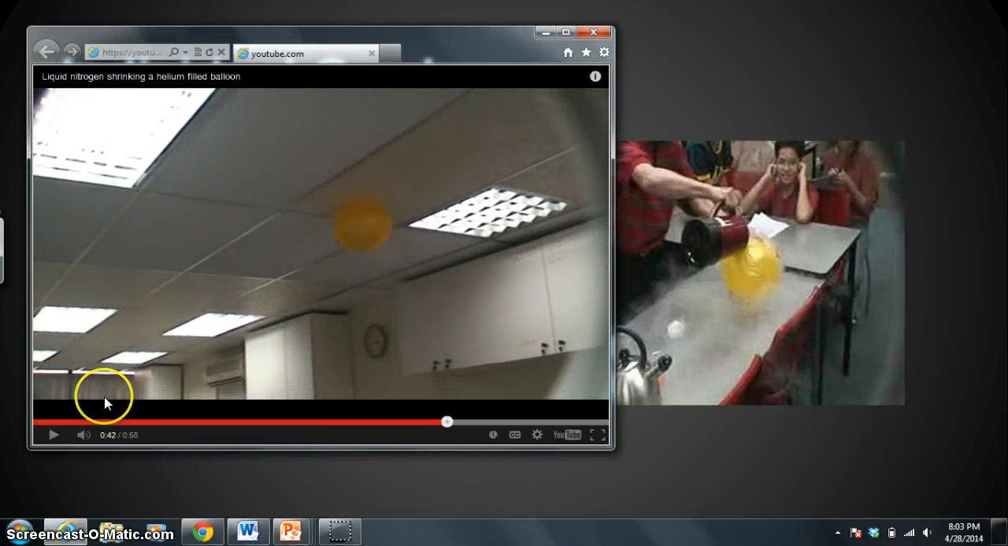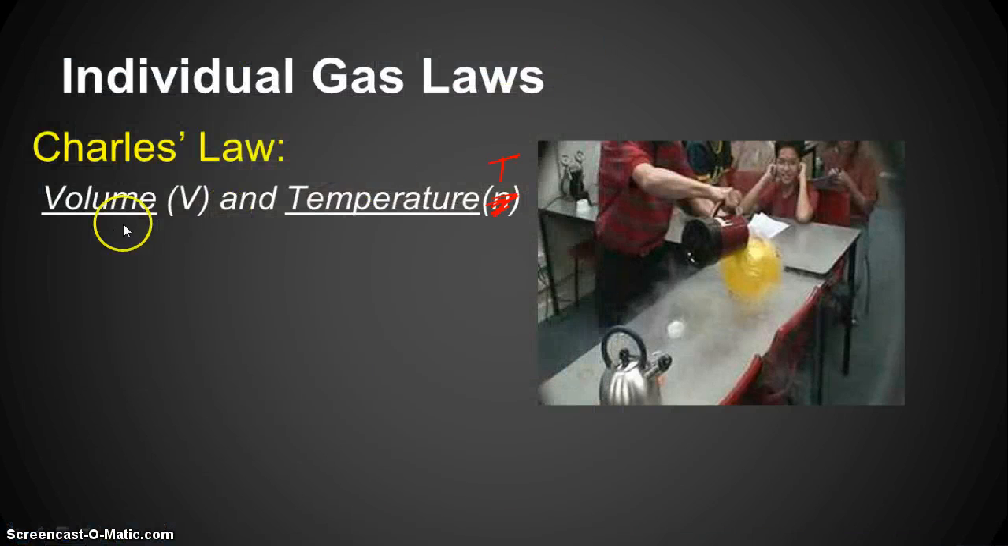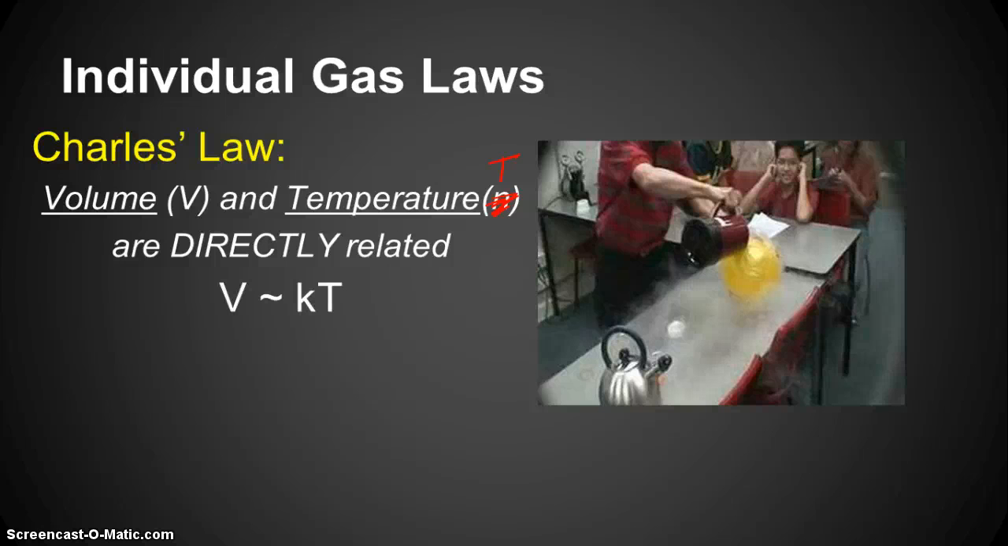All right? So what we've learned is that volume and temperature are directly related. As the temperature goes down, so does the volume, and as the temperature goes up, so does the volume. So we have that direct proportional equation, and if we solve it for the constant, we get that the volume divided by the temperature is a constant value.